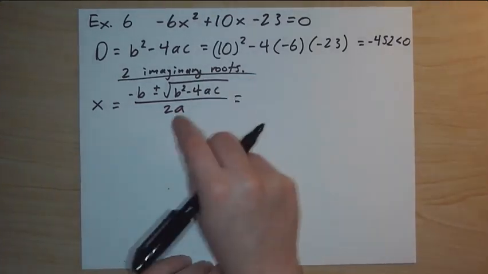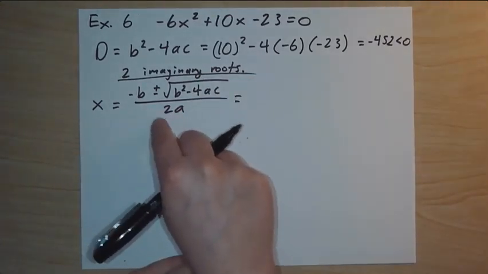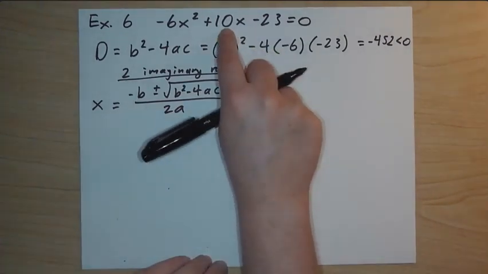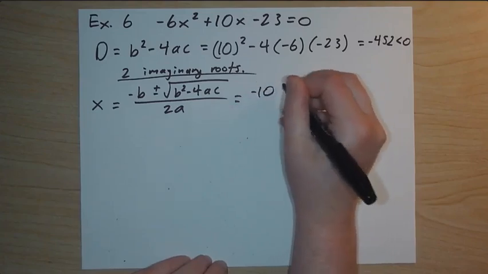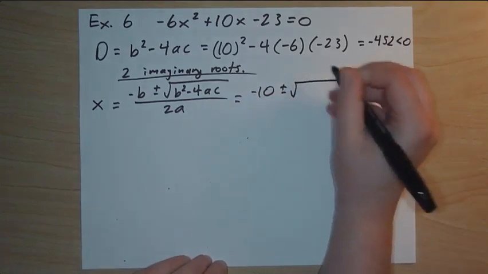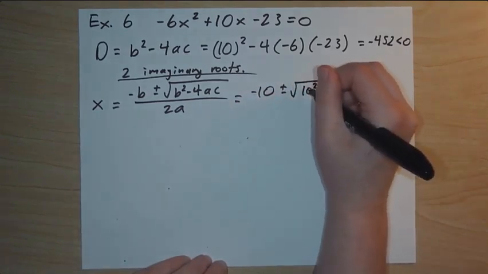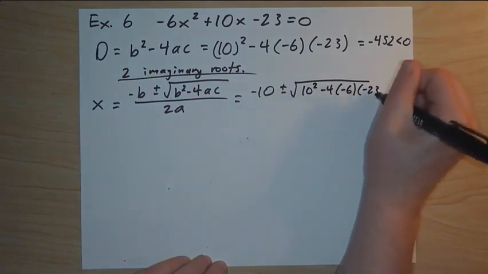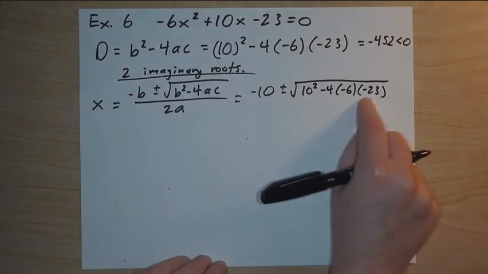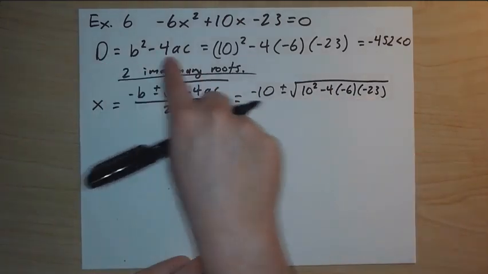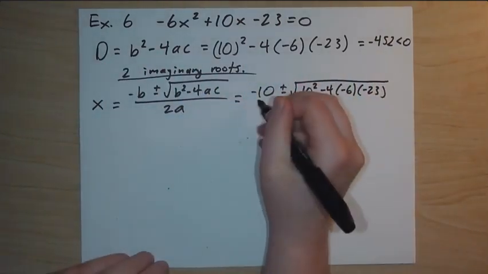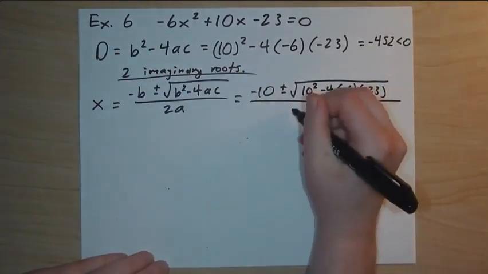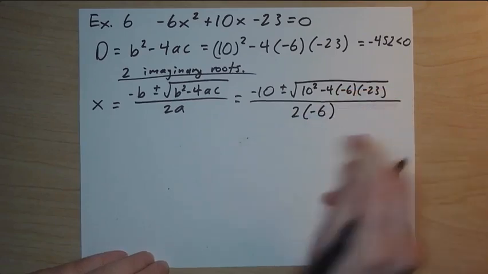So, substitute it into these letters. We have negative b, which is going to give us negative 10, plus minus square root of 10 squared minus 4 times negative 6 times negative 23. Again, the inside of the square root is just the discriminant that we had up here. Divided by 2a. Our a is negative 6, so this is 2 times negative 6.